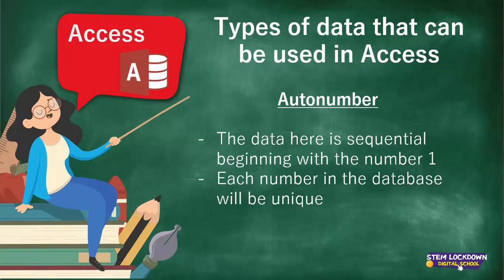And as you can see, each number in the database will be unique. So you can't have an auto number where there's a 1 and a 1, and you can't have an auto number where there's a 2 and a 2. Auto number will automatically give the record a specific number.